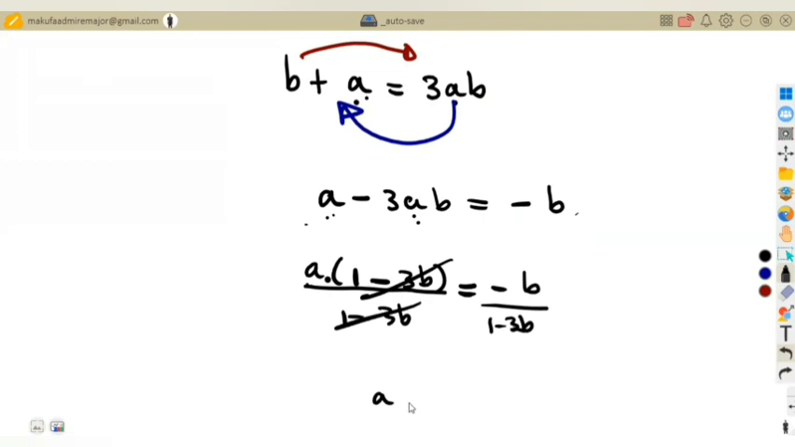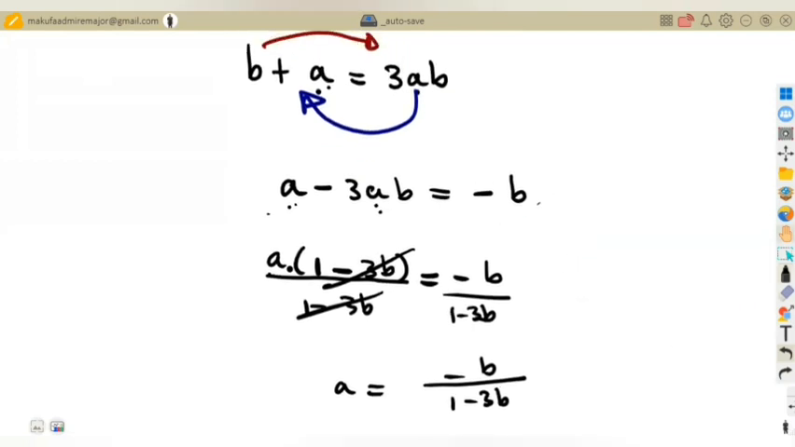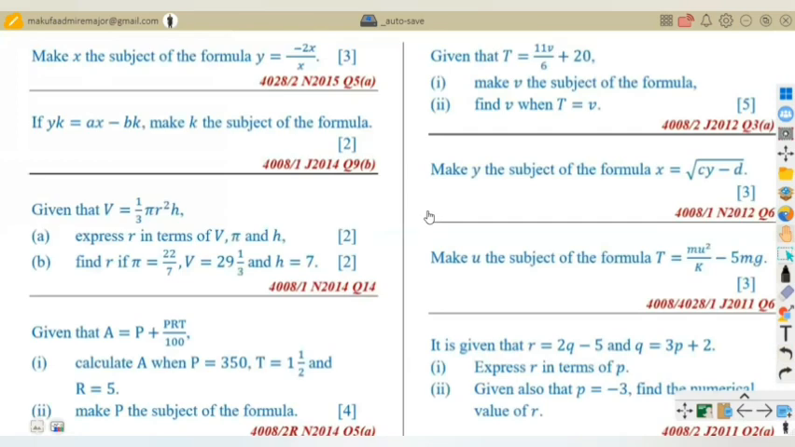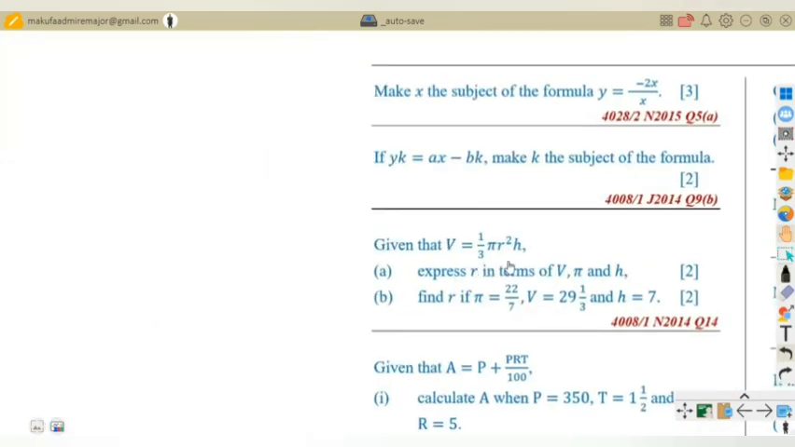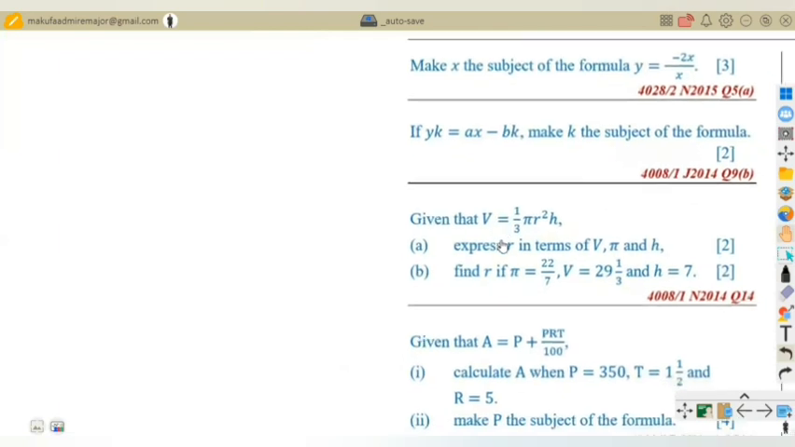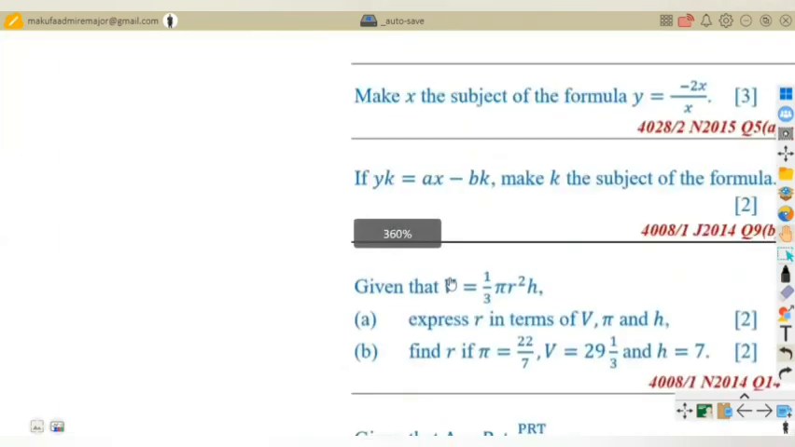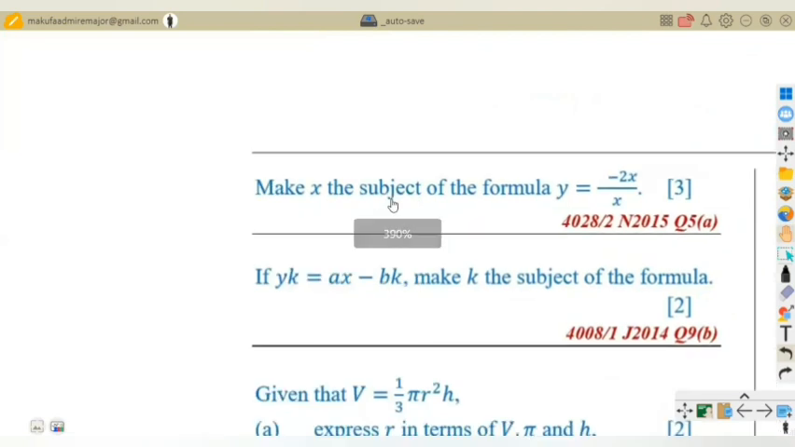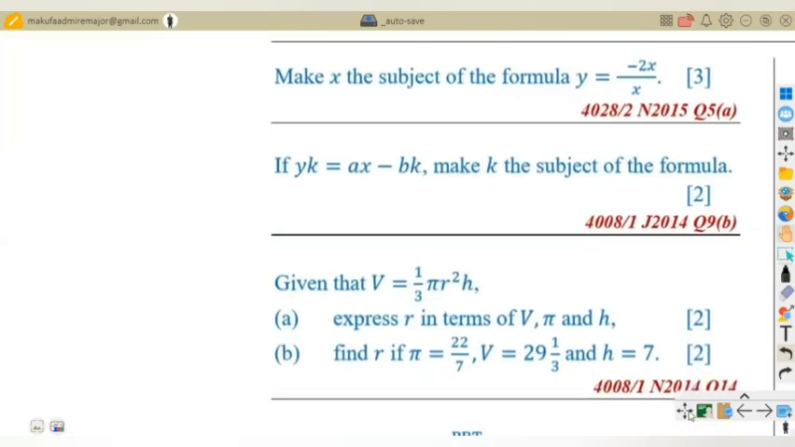By dividing by this, we are having a as minus b over 1 minus 3b, which can be in different ways or different formats of having these answers. As I said, all we need is to be very careful in our simplification. How you are going to simplify your questions must be clear. You must have clear presentation in your simplification.